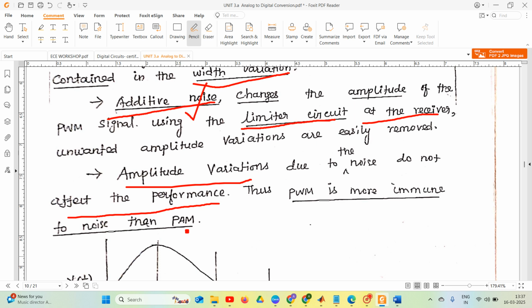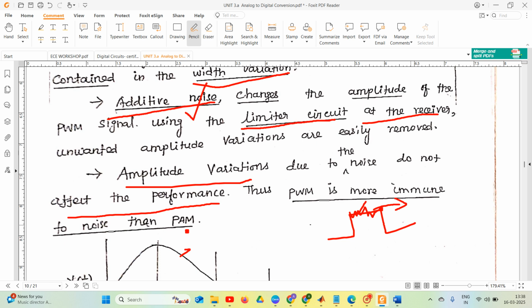We are varying the amplitude of a carrier signal according to our baseband signal. The amplitude detection at the receiver end is very difficult, because once the PAM signal combines with the noise at the receiver end, we can't separate our original signal and noise. We can't detect which one is noise and which one is my original required amplitude. It is very difficult to separate at the receiver end in PAM.